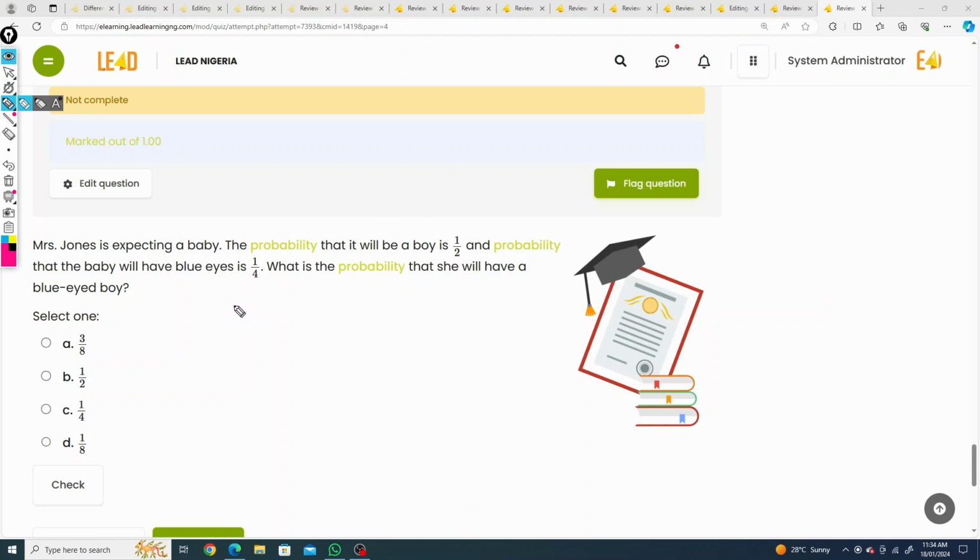That means I want both events to occur simultaneously, right? And they are both independent events. So it's going to be the probability of a boy times the probability of the baby having blue eyes, right? So this will be 1 out of 4 times 1 out of 2, giving 1 out of 8.